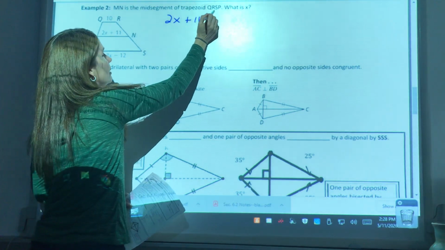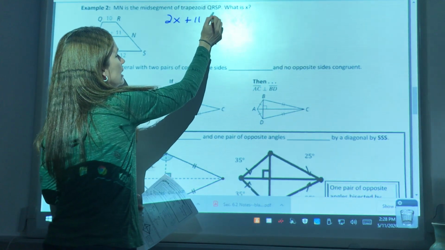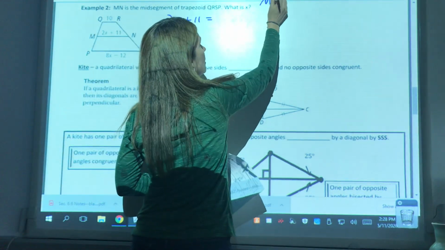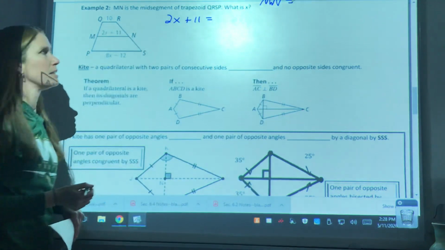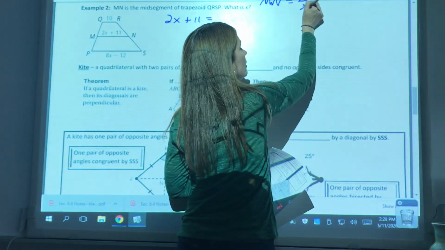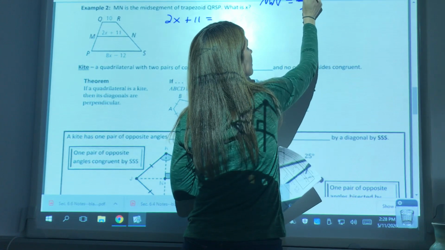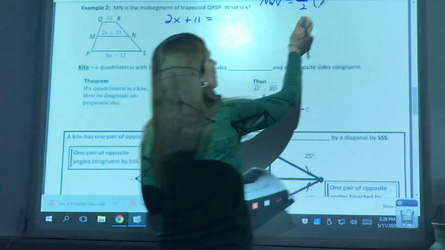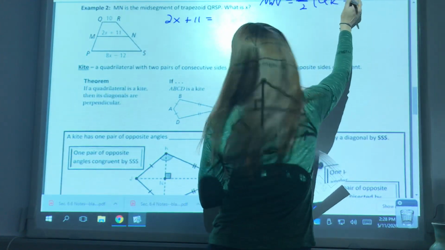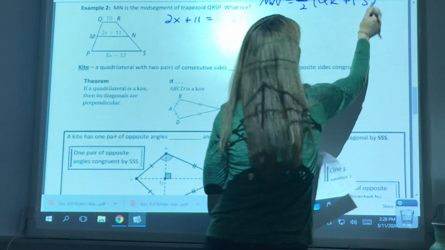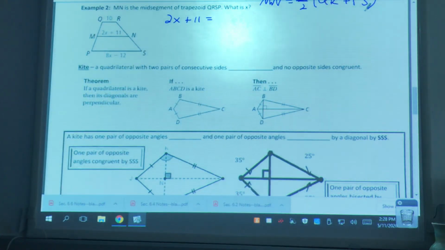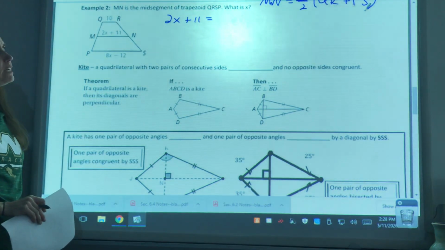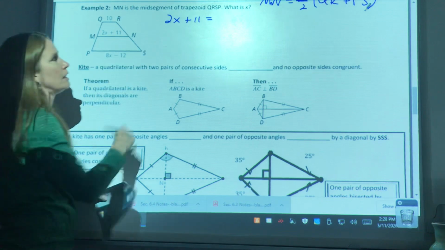that midsegment is equal to, actually I'm going to write it in letters first. Sometimes that helps people. So I'm going to say MN, the midsegment, is equal to 1/2 of the two bases added up. So QR plus PS. Sometimes it helps people just to write it in letter form first, and then they can start substituting things in. So I just wrote MN, that's my midsegment, is equal to 1/2.